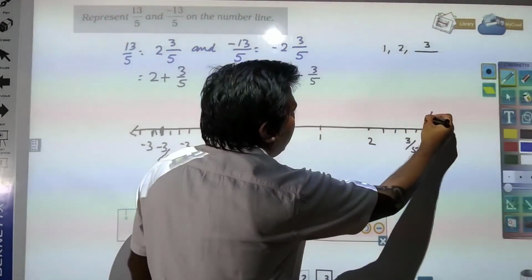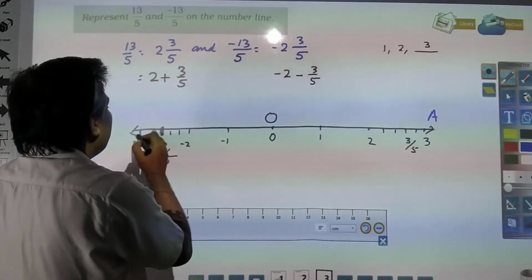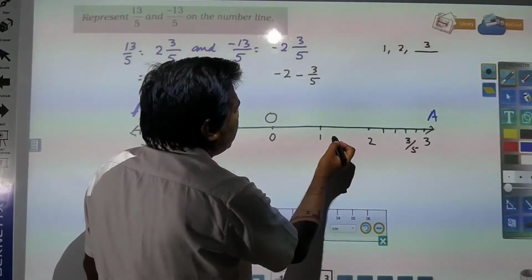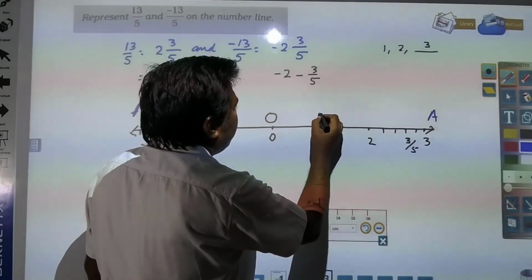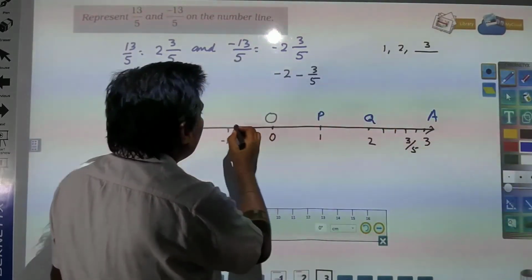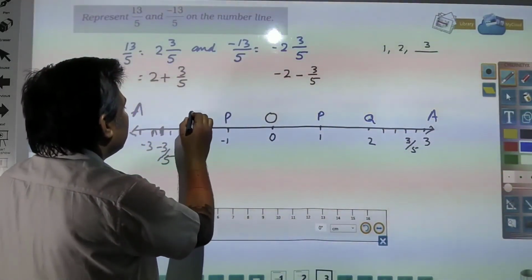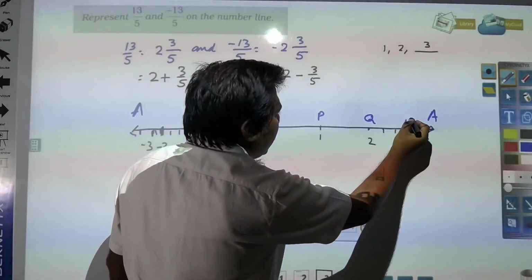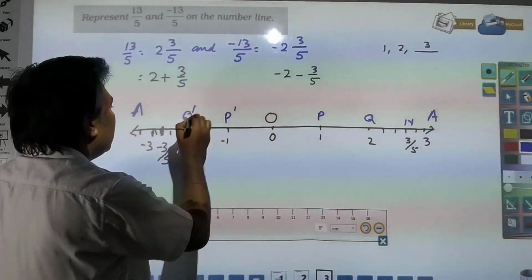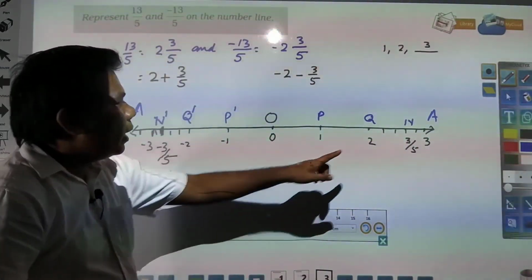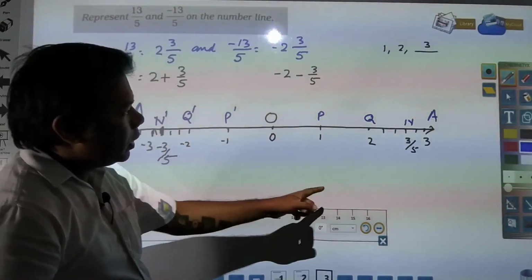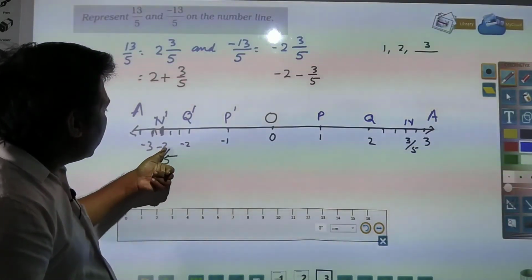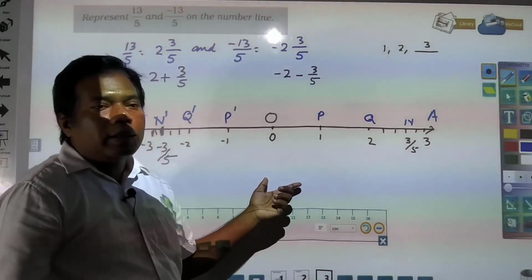Here suppose you had O, A and A dash, and then it has been divided. Suppose here you have P, Q, this is P and this is Q, and any name can be given for this. Suppose this is N and this is N dash. So N and N dash represent 2 whole 3 by 5 and minus 2 whole 3 by 5. So in this way this is required to be done.